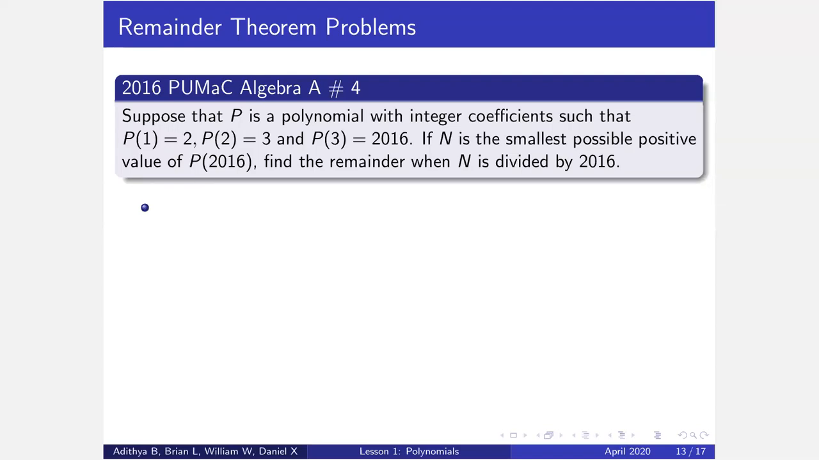Okay, so not that many people are saying anything, but someone said to take everything mod 2016. I guess this is a good idea, but I think it's easier to find what n is and then take mod 2016 at the end.